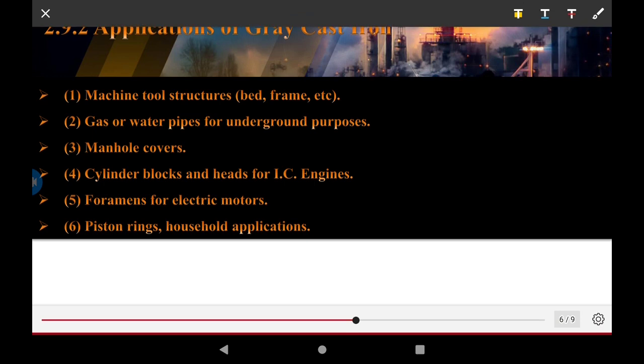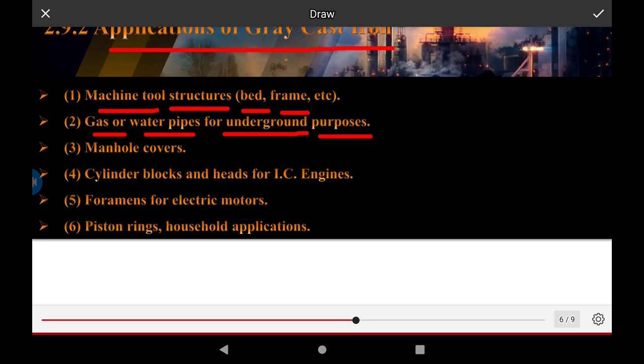Application of grey cast iron. Machine tool: grey cast iron is used for machine tool structures, beds, frames, etc. Gas or water pipe: gas pipelines and water pipelines for underground purposes.